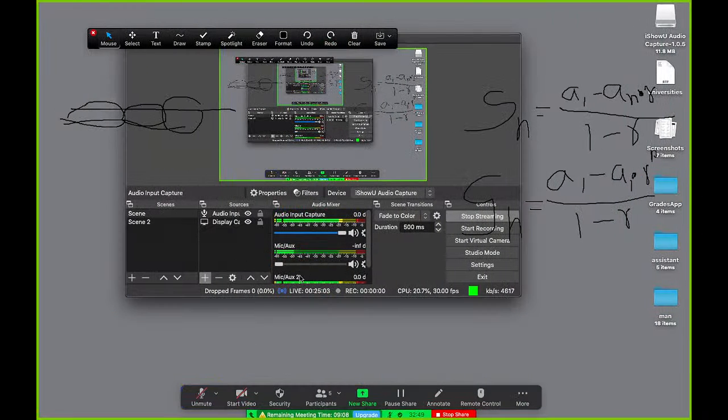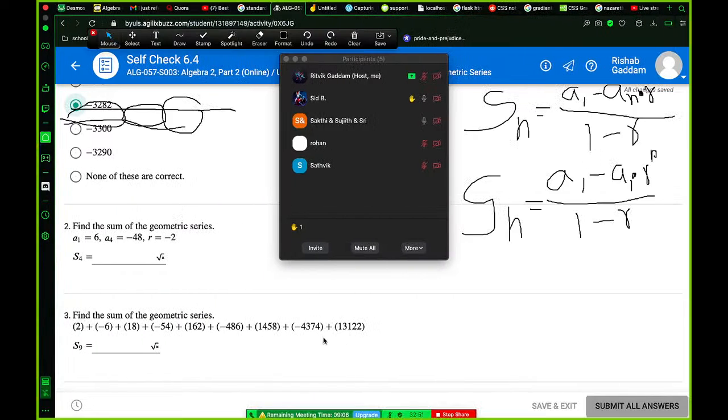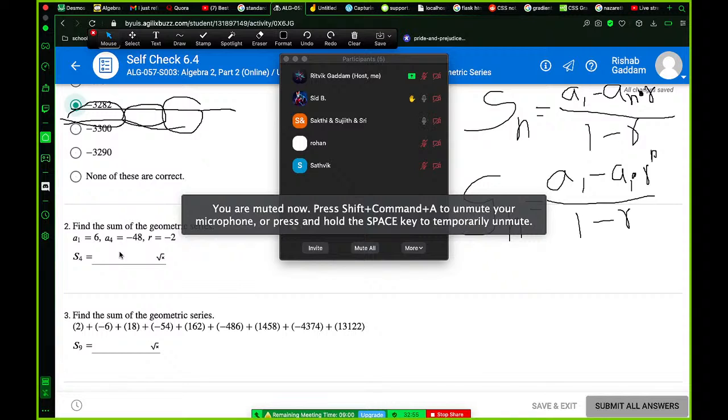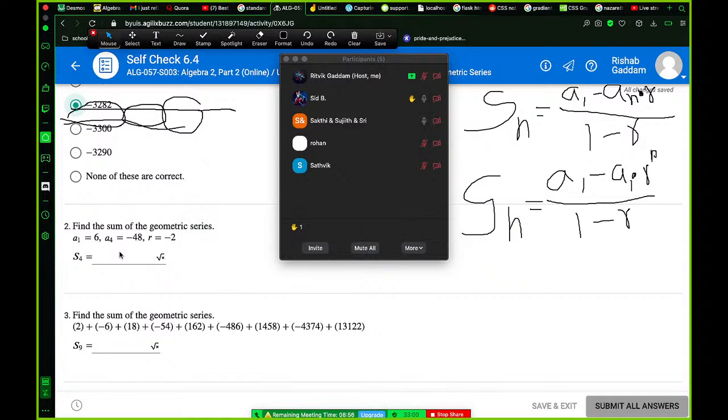Wait, where's the question? Can I try it on my own and see, and then after I get the answer, can I say it? Or if Sid wants to do it, he can, I guess.